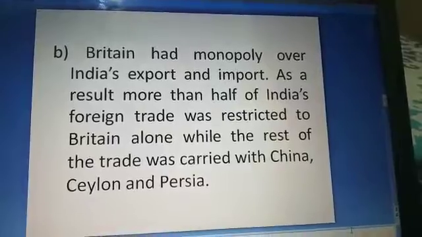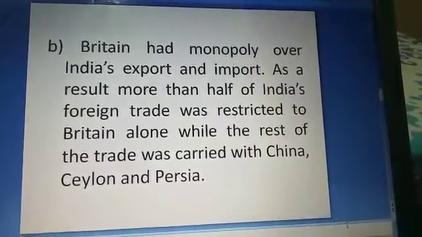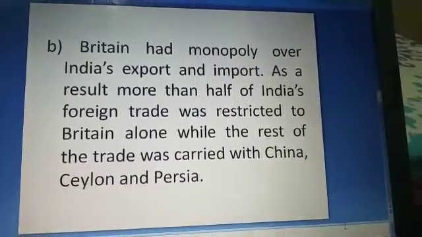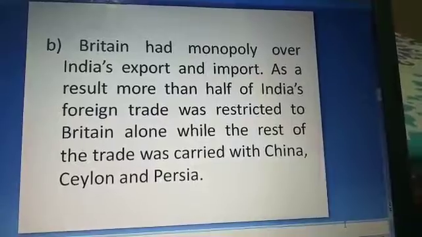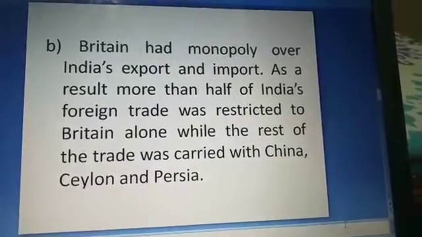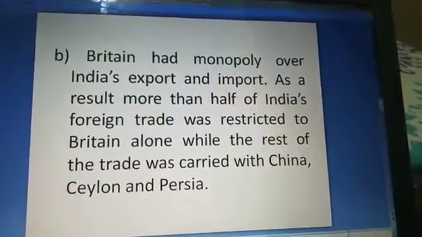The second point, Britain had monopoly over India's export and import. As a result, more than half of India's foreign trade was restricted to Britain alone, while the rest of the trade was carried with China, Ceylon, and Persia.